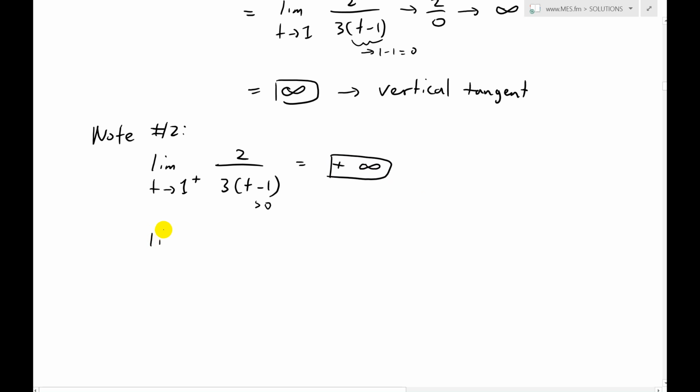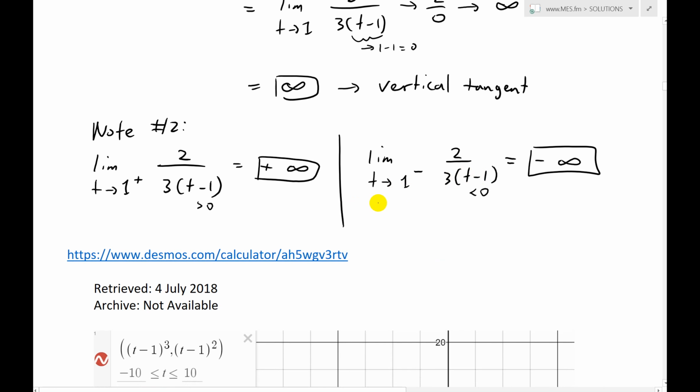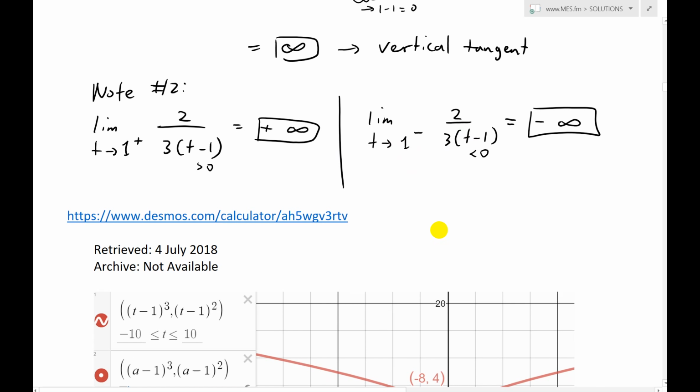But then if we approach it from the left side, t approaches 1 from the left side, for example 0.999, then we're going to have 2 over 3(t minus 1). This is going to be less than 1 always, minus 1, so it's always going to be less than 0, and it's approaching 0 there. So in other words, it's always going to be negative. So 2 divided by negative, close to 0, is going to be, well, negative infinity, like that. Here I quickly move things around and make it a bit neater. So that's pretty interesting stuff there.